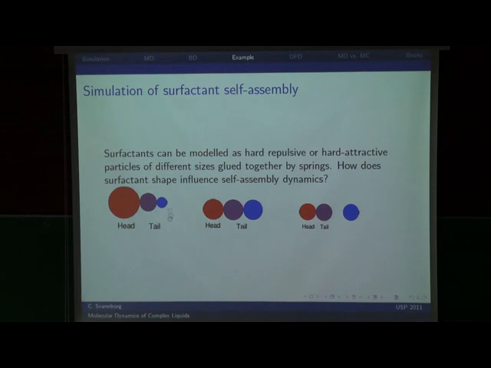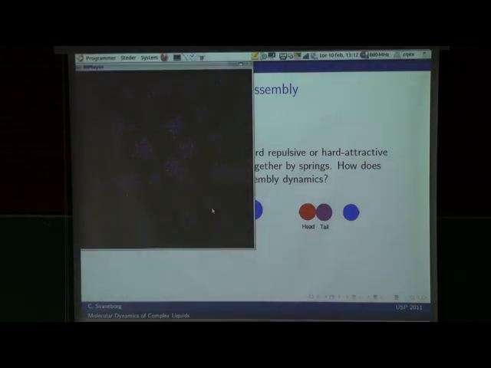Of course, I can also play around with the size. What happens if I change the size of the particles, but I keep the interaction parameters the same? What you can see again, of course, is I get self-assembly, but I get these long worm-like micelles. So this is essentially playing.